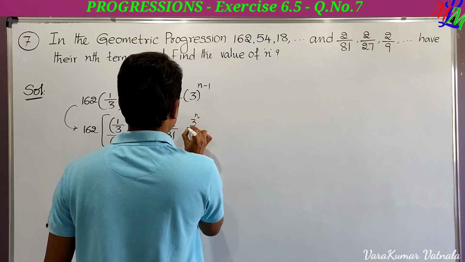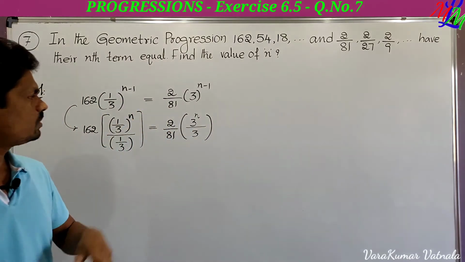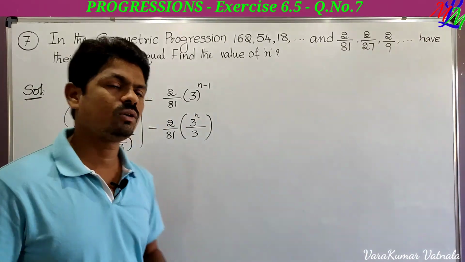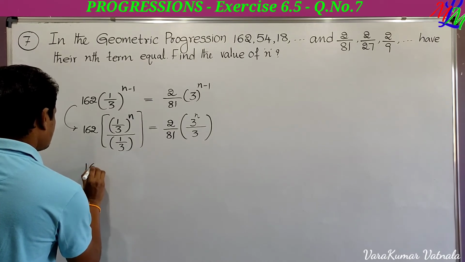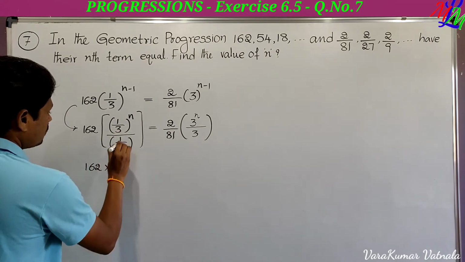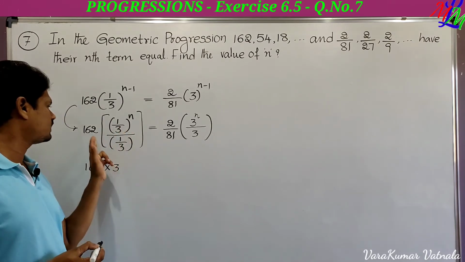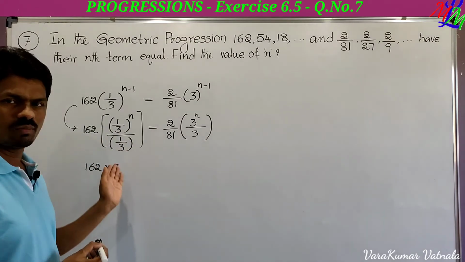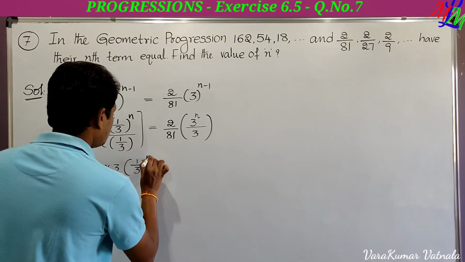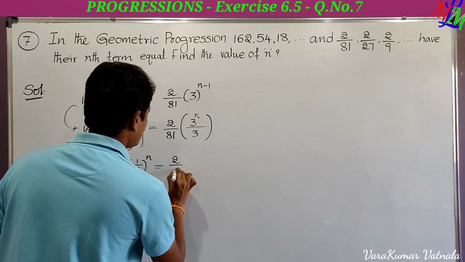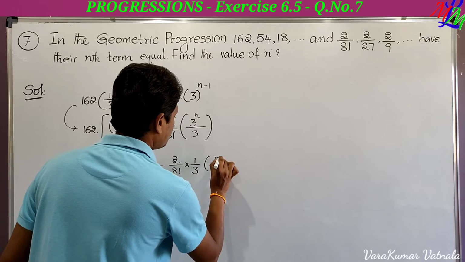3 to the power n divided by 3 to the power 1. So in the same way it is also a to the power m minus n is equal to a to the power m into a to the power n. So here see 162. So it becomes 1 by 3 becomes 3. So if you write in the numerator, it becomes 1 into 3 by 1, that is 3 into 1 by 3 whole to the power n is equal to 2 by 81 into 1 by 3 into 3 to the power n.